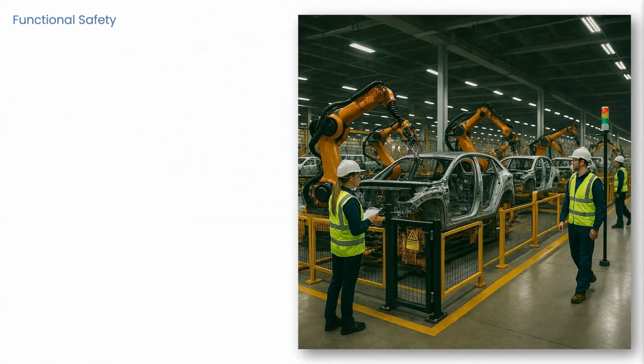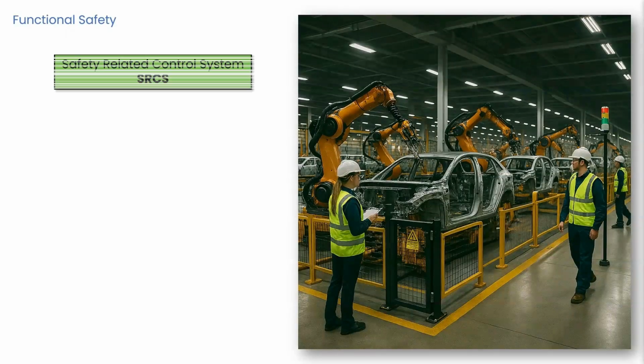In industrial automation, we often hear the term functional safety. It is the part of a safety system designed to reduce risk by ensuring that control systems behave correctly in response to inputs, particularly to prevent hazardous events. It is often referred to as the safety-related control system, or SRCS for short.